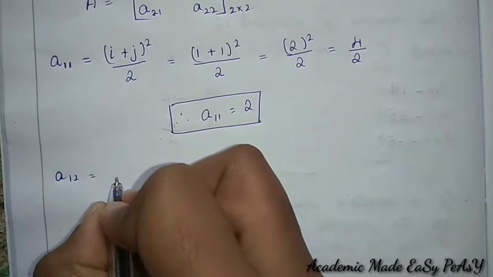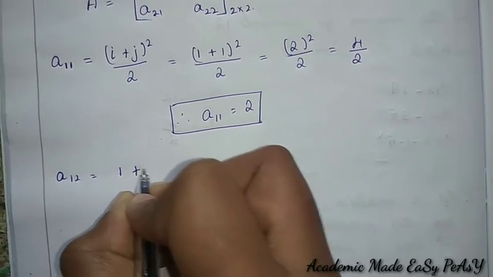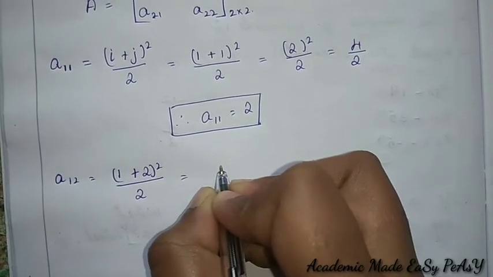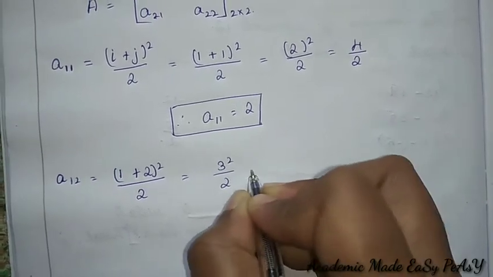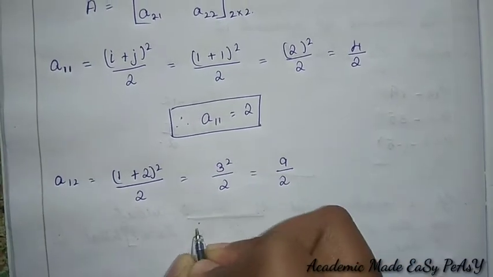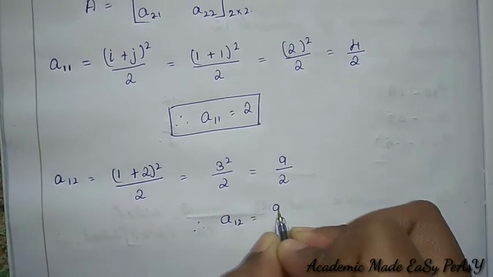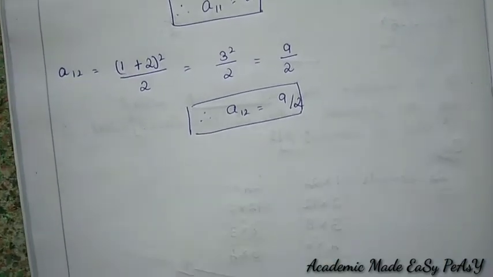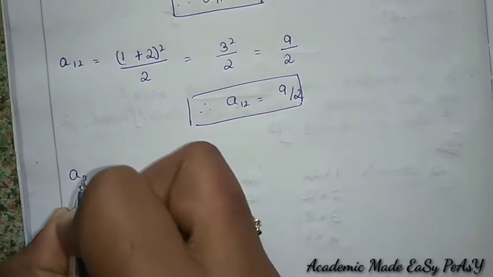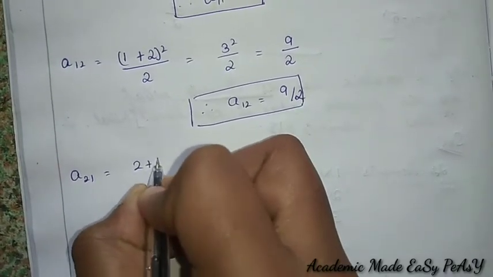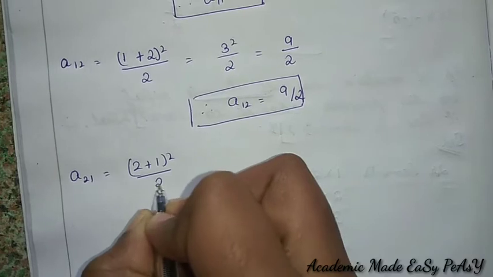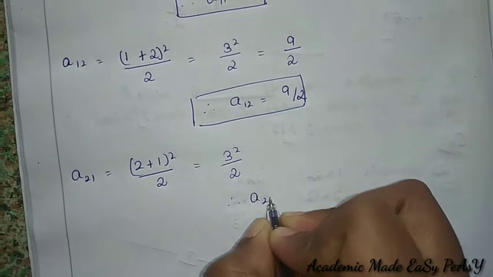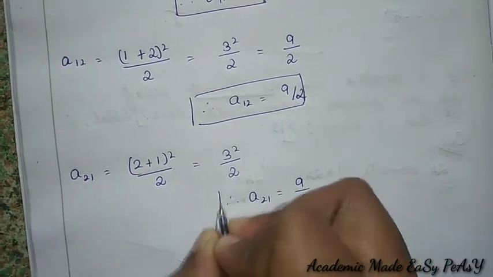A12 is equal to, what is my i? 1. What is my j? 2. So therefore the whole square divided by 2. So therefore I will have 3 square divided by 2, which is 9 by 2. So therefore my A12 is equal to 9 by 2. Next I will move on to A21. A21 is equal to (2 plus 1) the whole square divided by 2, so which is 3 square divided by 2. So therefore A21 is equal to 9 by 2.